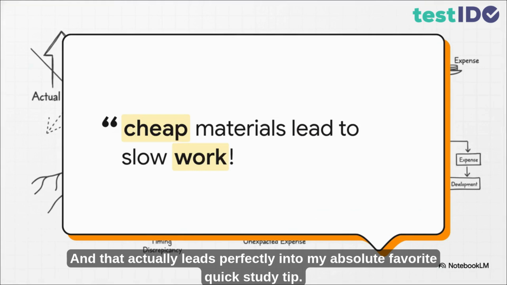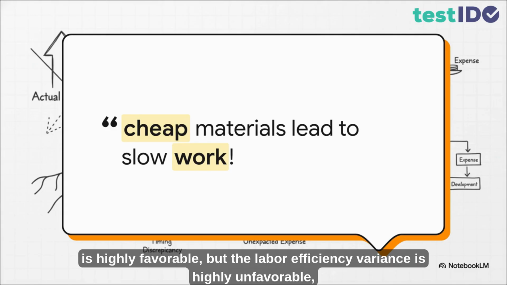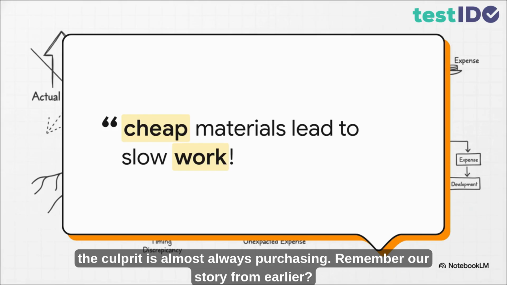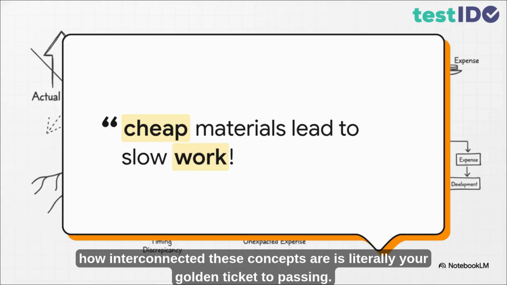And that actually leads perfectly into my absolute favorite quick study tip. If an exam question tells you that the materials price variance is highly favorable, but the labor efficiency variance is highly unfavorable, the culprit is almost always purchasing. Remember our story from earlier? Cheap materials lead to slow, wasteful work. Recognizing how interconnected these concepts are is literally your golden ticket to passing.